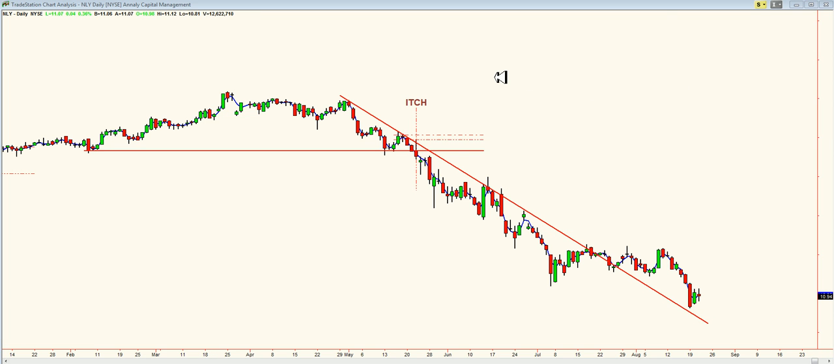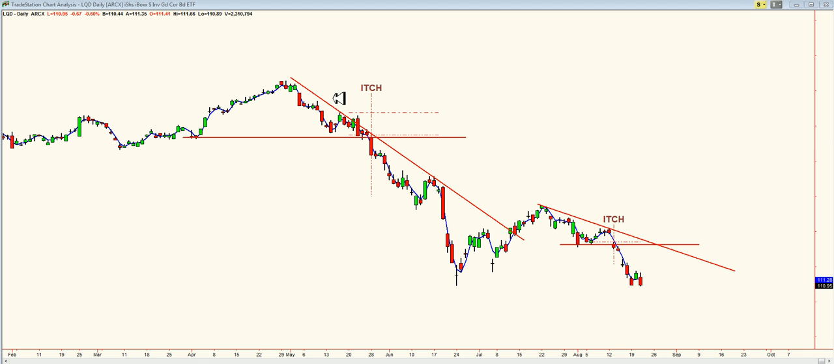NLY from May 2013. Nice long sideways action here. Developed a new downtrend. We broke the support level, fired a bearish itch on NLY. Nice long move here on this one. Let's take a look at another.